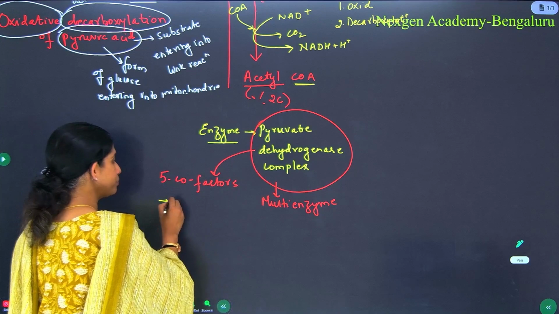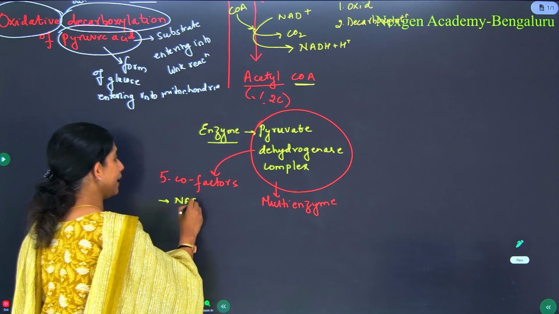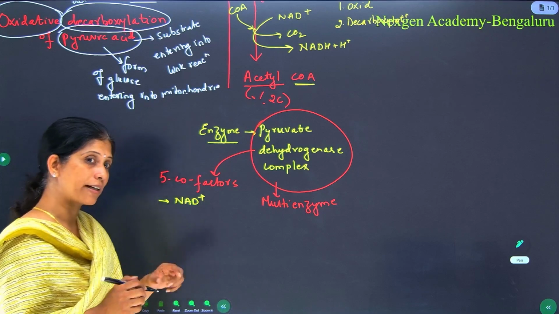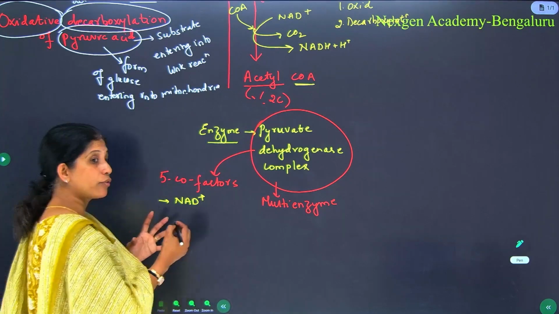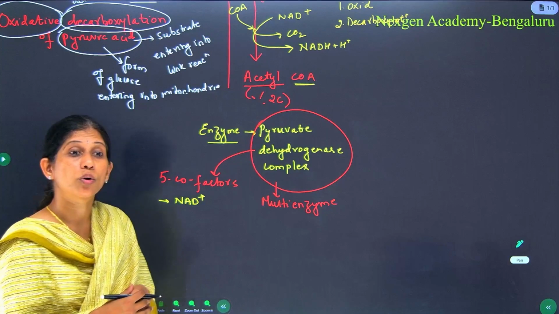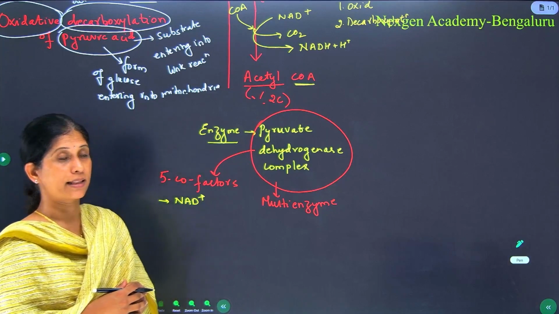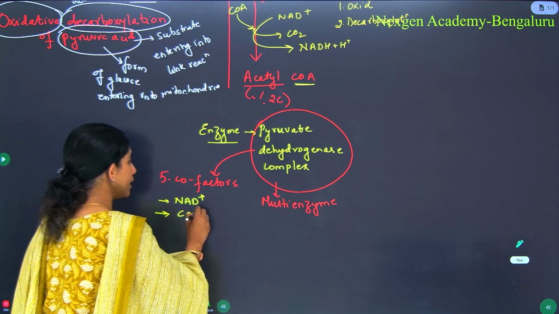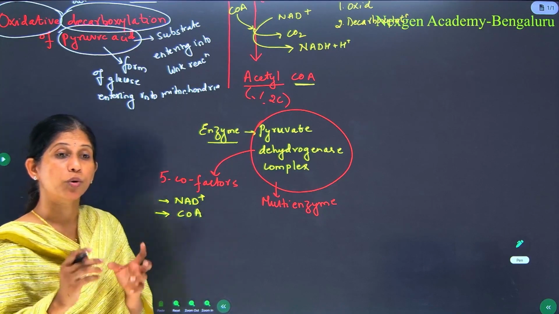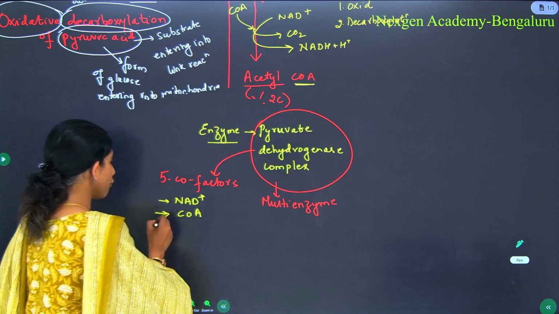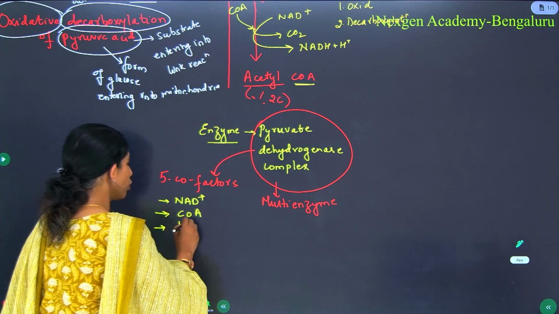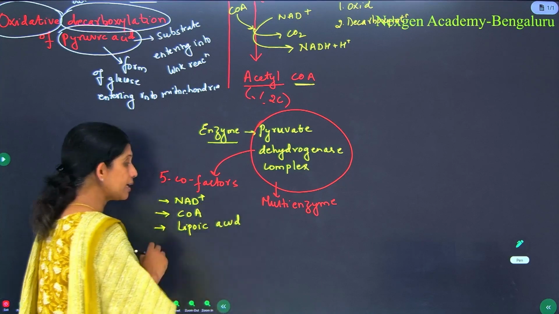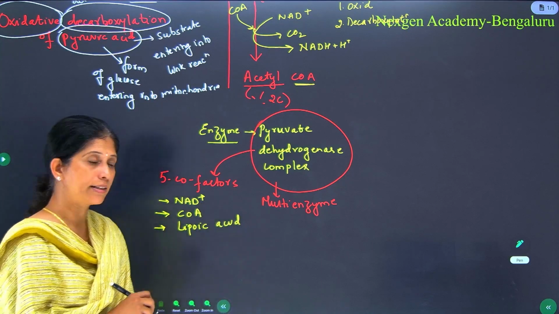We will see here. One is NAD plus, as you can see there. NAD plus is another cofactor. When I say cofactor, what kind of cofactor is NAD plus? It is a coenzyme that will be participating in this reaction. So NAD plus is one cofactor. Another cofactor here is coenzyme A. Then the third cofactor is lipoic acid.